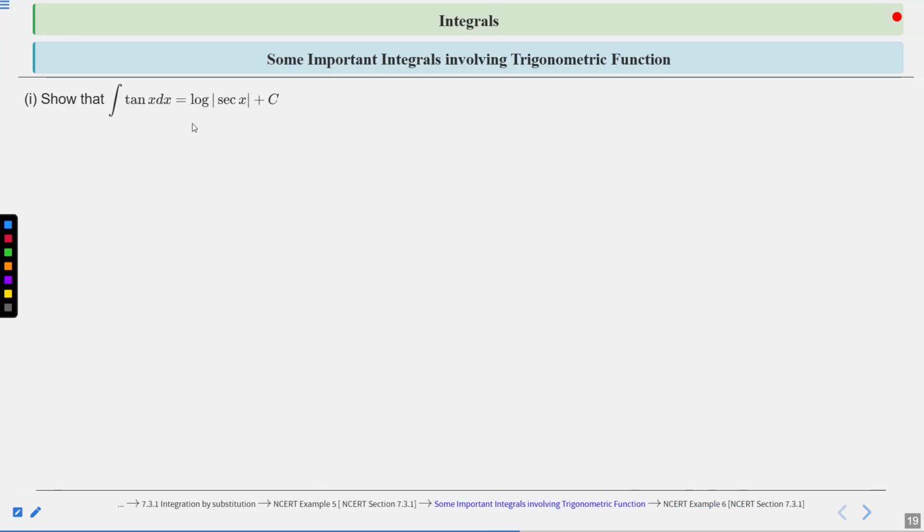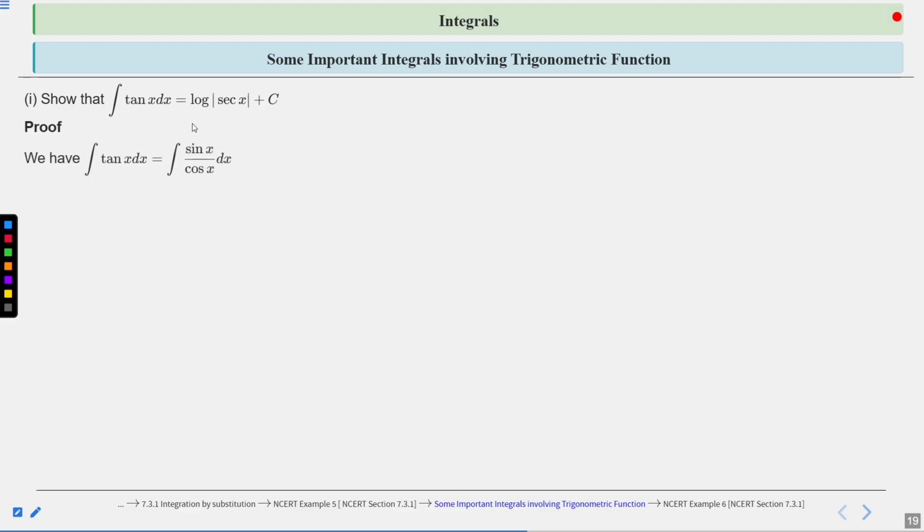Now, first part is basically to show that the integration of tan x dx is log mod sec x plus c. We need to show that the integration of tan x dx is equal to log mod sec x plus c. Now, let us see how we can prove this. Proof of this.